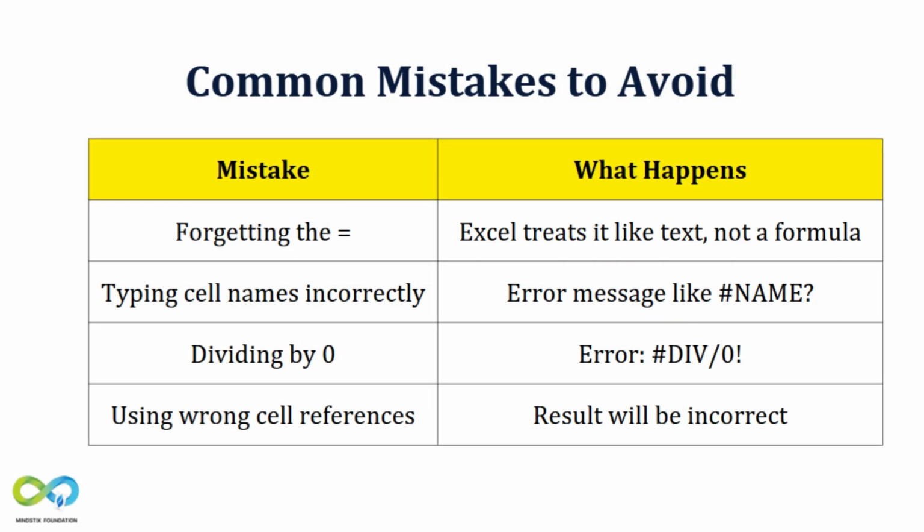Common mistakes include forgetting the equal sign, which makes Excel treat your formula as plain text; typing cell names incorrectly, which shows errors like #NAME?; dividing by zero, which gives a division by zero error; and using wrong cell references, which gives incorrect results.